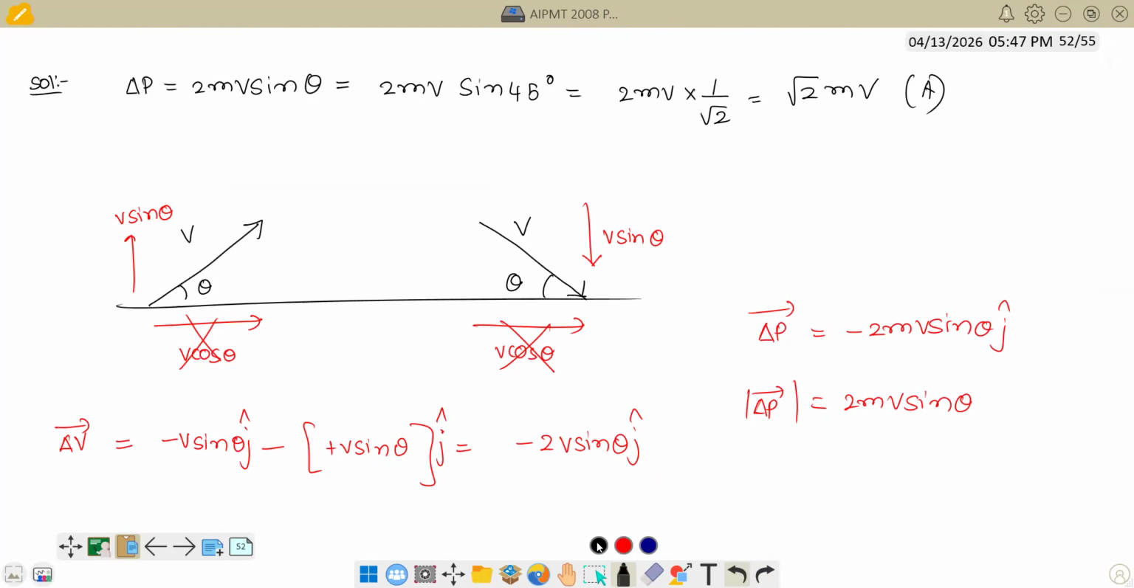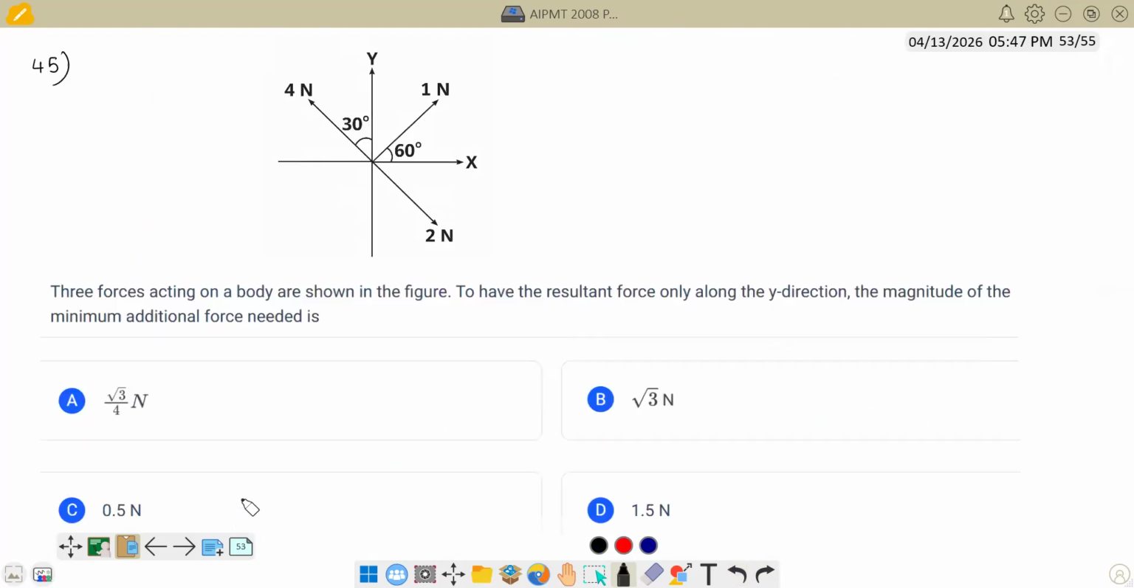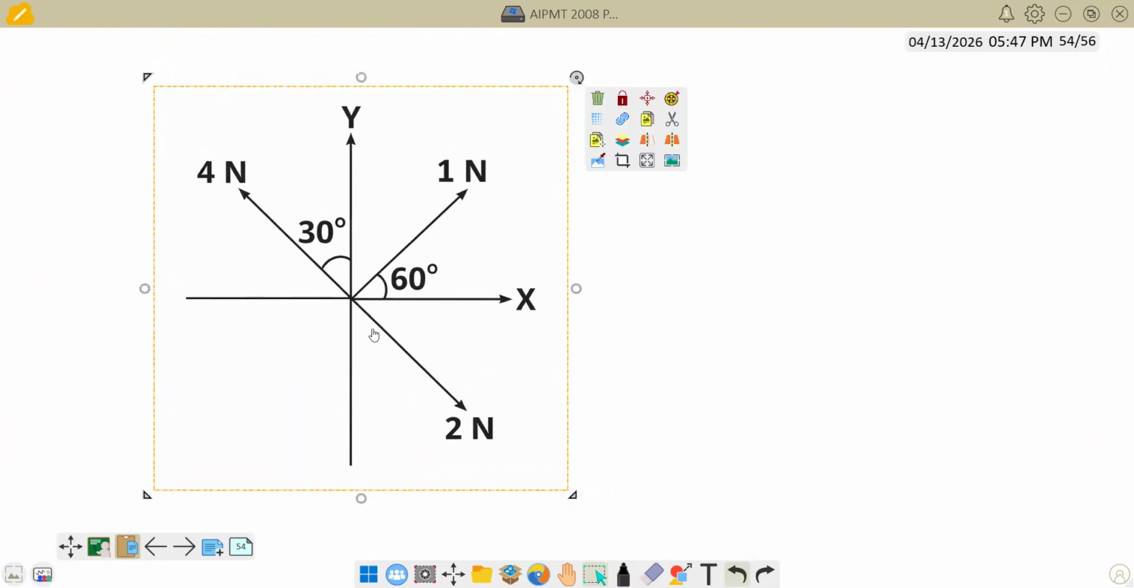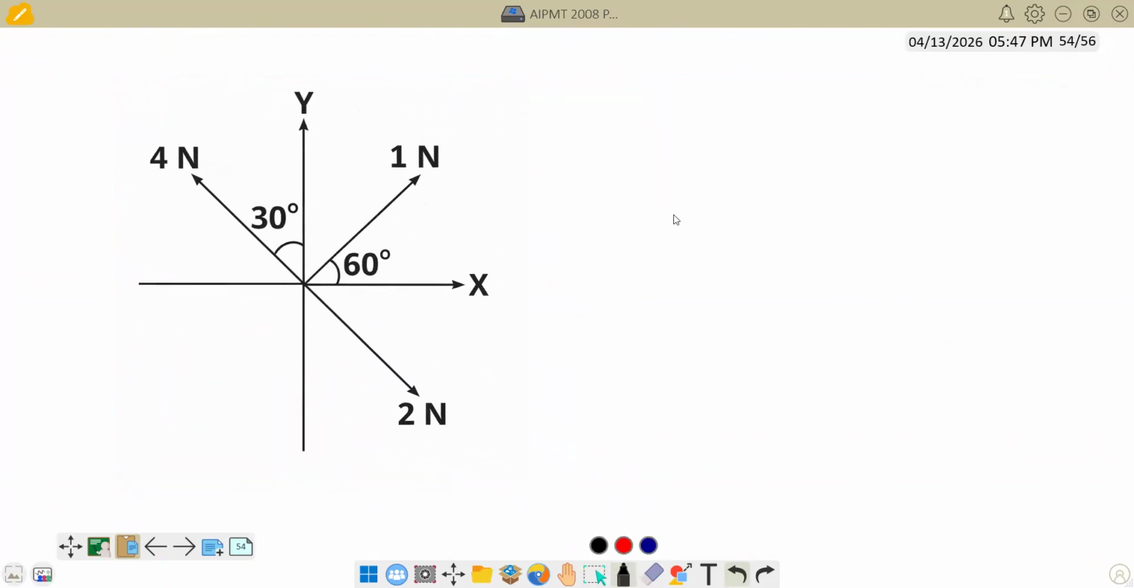We'll go for next one. Three forces acting on a body as shown in the figure. To have the resultant force only along the y direction, the magnitude of the additional force required is? I want the resultant only along the y direction. First, let us solve this. We have 4 in this direction, 3 in this direction, exactly equal and opposite. I can remove this and we can write 4 minus 2 Newton because both are opposite. So the answer would be 2 Newton.